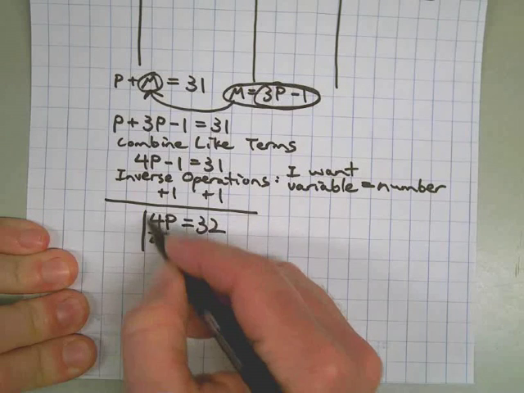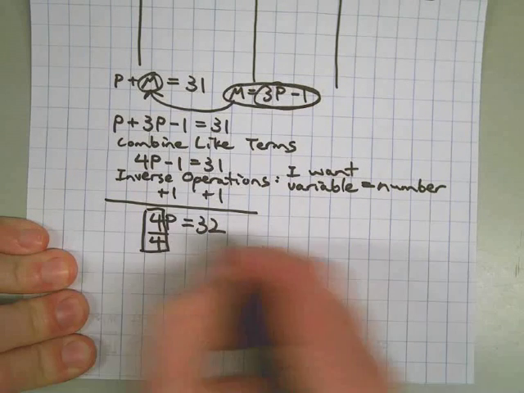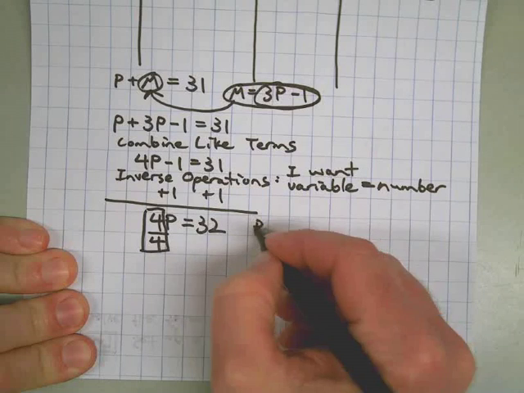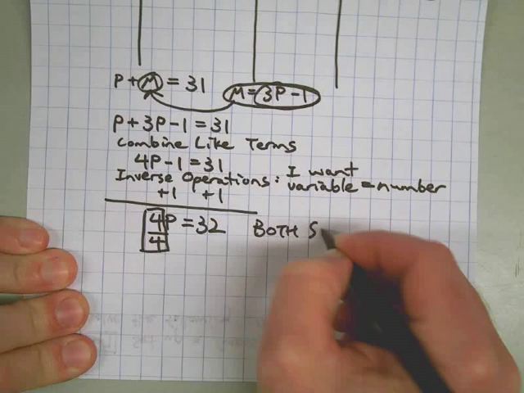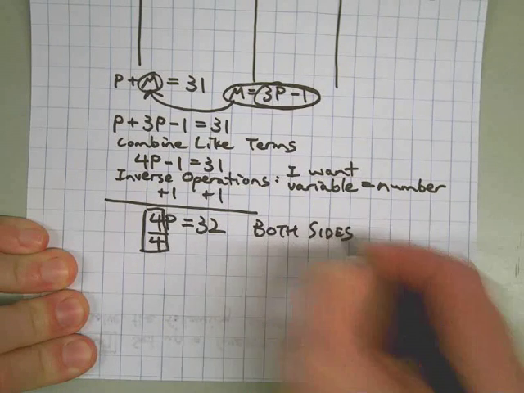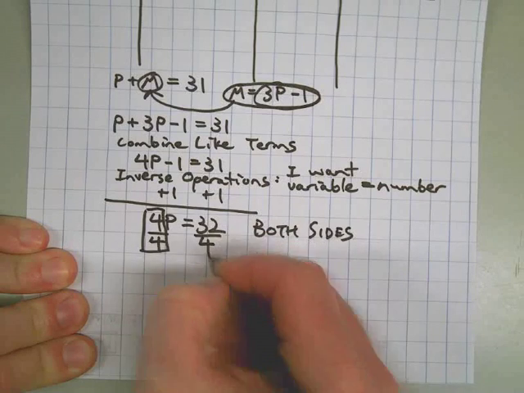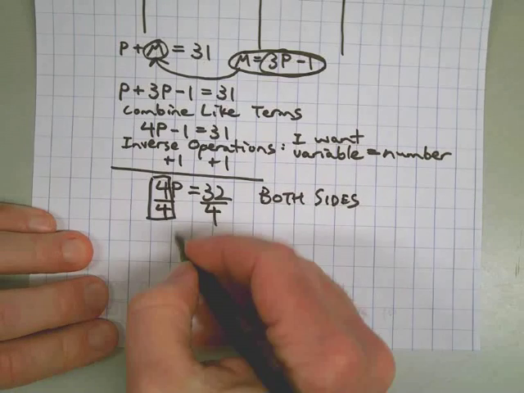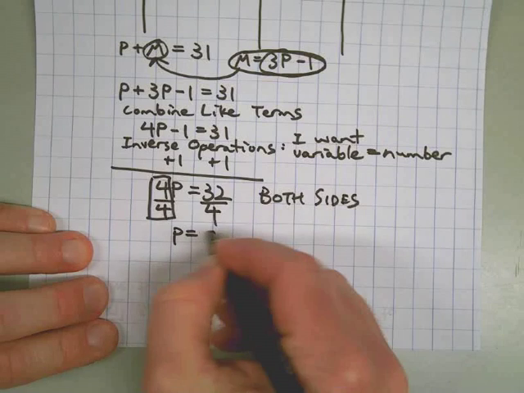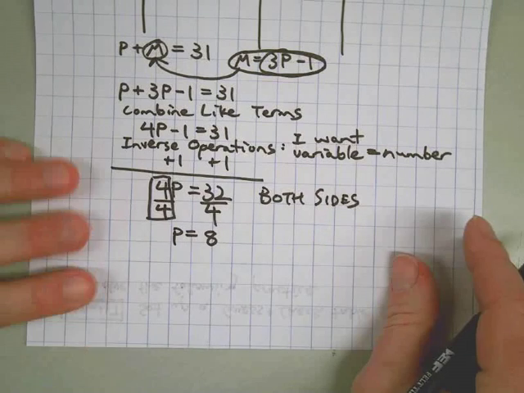If you remember, that's the giant 1. But I need to do this to both sides. Remember, when you do this stuff, do it to both sides. That keeps your scale balanced, like we've talked about in class. That means Paul caught 8 fish.